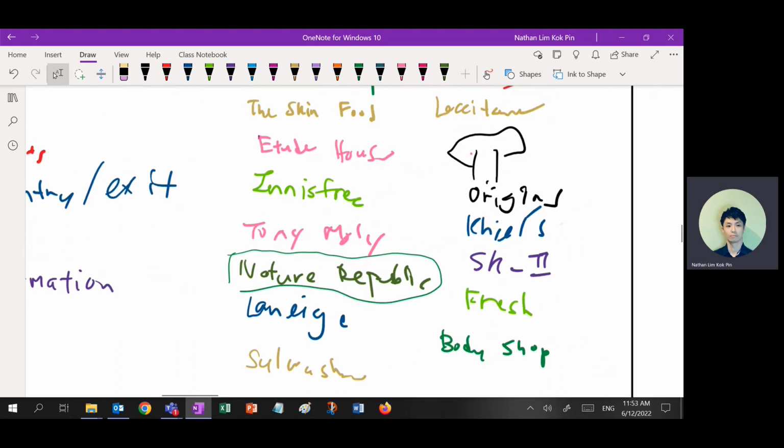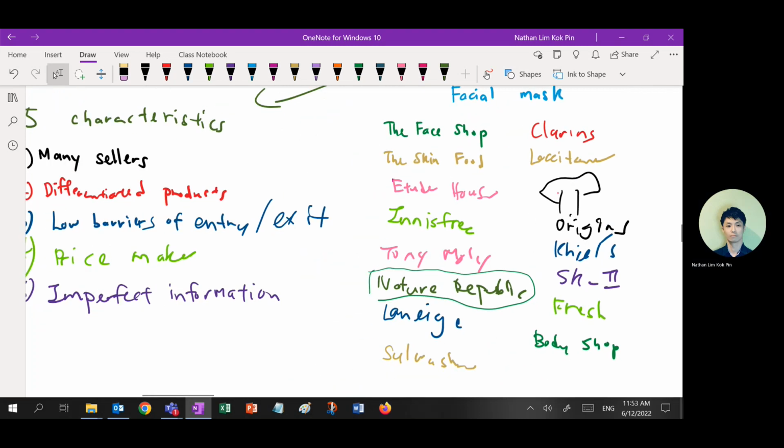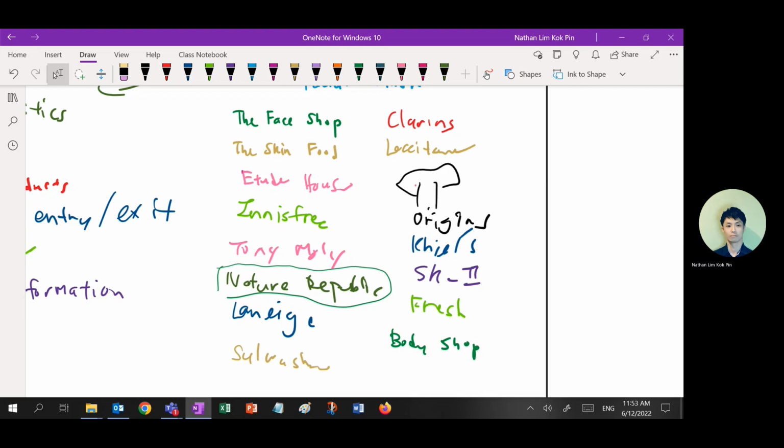In Malaysia, Miss Siti Nurhaliza entered the market easily. Her brand is Simplicity, for example, right? That's low barrier. And price maker, why price maker?